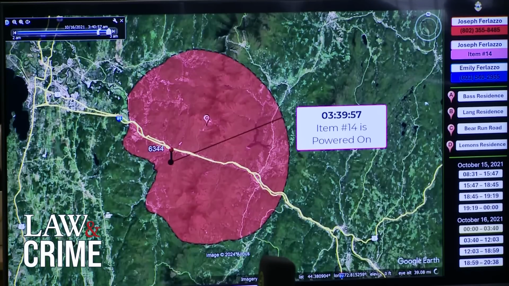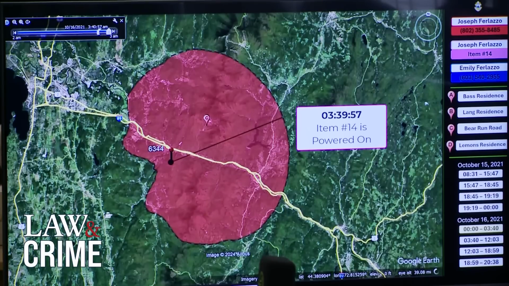In all the data that you reviewed for the full 4 days, did you ever see any other times where the device was powered off or on? No. It's just between midnight and 3:40 a.m. on Friday night into Saturday morning? Yes.